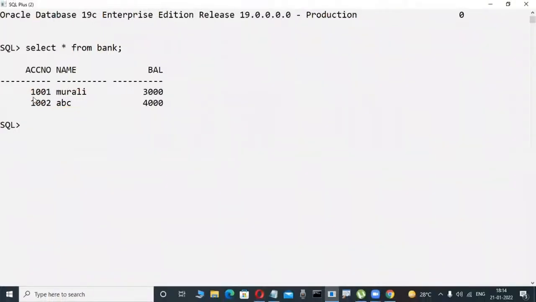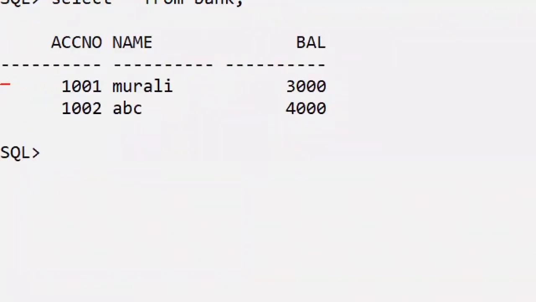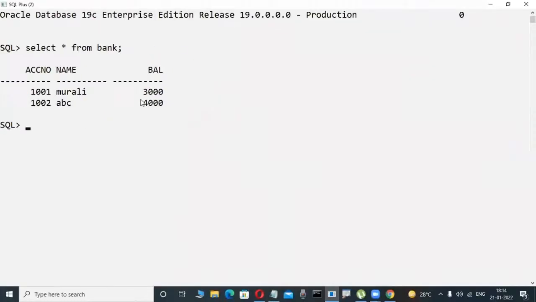Suppose this data, observe for one minute only. 1001 is an account number. My name is Murali, I am an account holder. My balance is how much? 3,000. Observe here, my balance is 3,000, for example. Now check out the scenario.